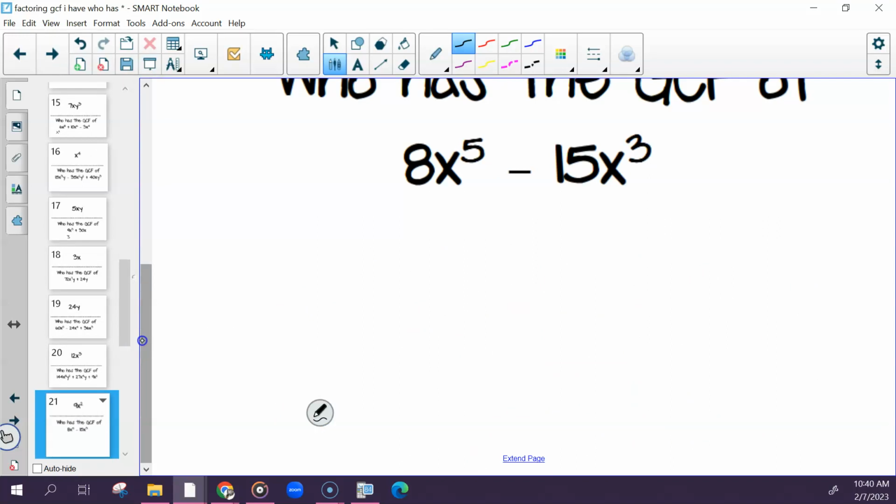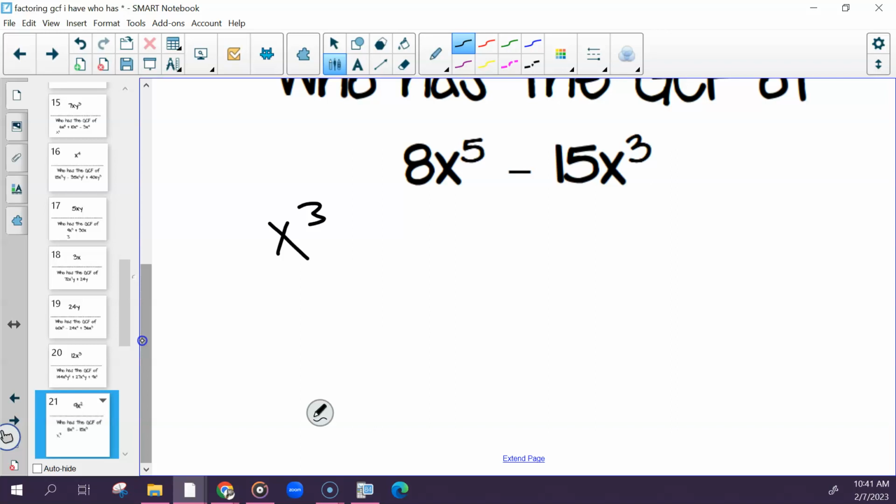We'll see how much we can get done in the next minute or two. Go ahead and read yours. Aaron, go ahead and read yours. What is the GCF of 8x to the 5th minus 15x cubed? What do they have in common? X cubed. You have that, you're up.